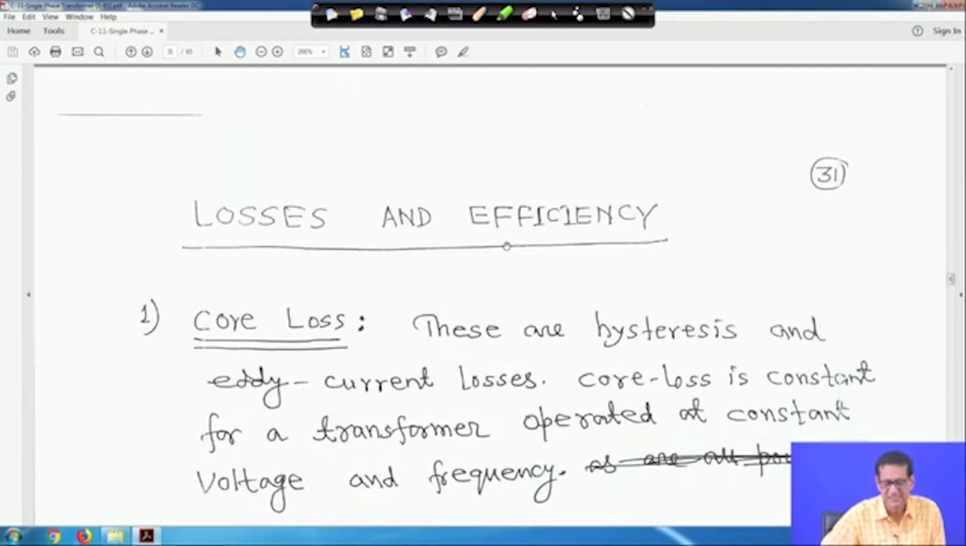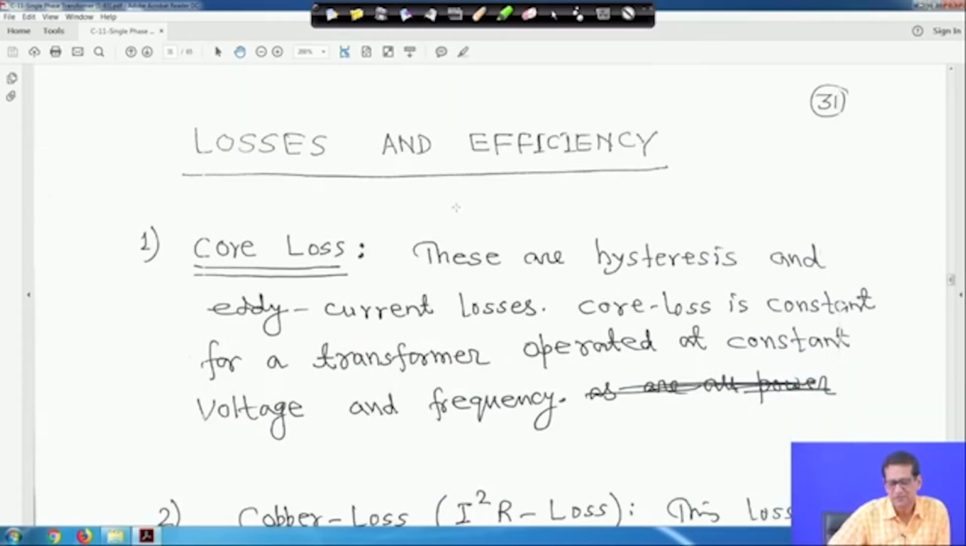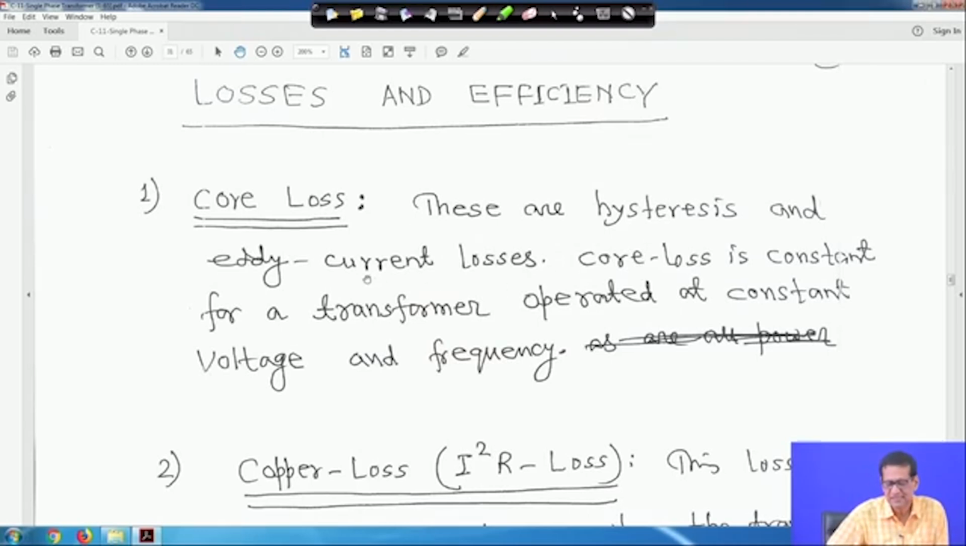Now, losses and efficiency. In a transformer different types of losses are there, but our main concern will be the iron loss, that is core loss, which is eddy current and hysteresis loss together, and the copper loss, that is the I square R loss in the winding resistance. Core loss is constant for a transformer operated at constant voltage and frequency. If voltage and frequency are constant, core loss is more or less constant, because we have seen the expressions for eddy current and hysteresis loss. Generally the variation of voltage or frequency is negligible.